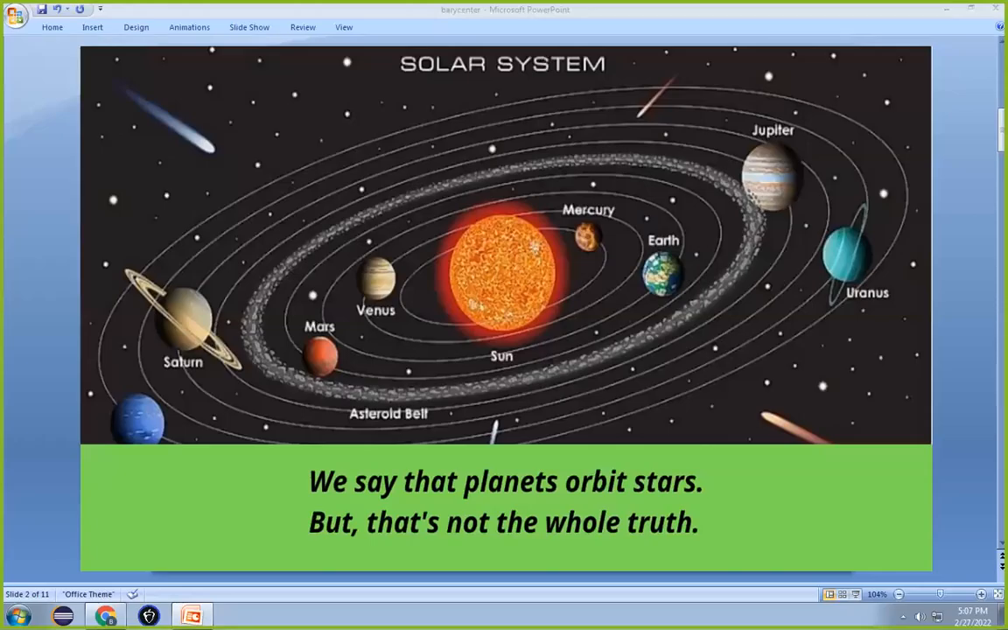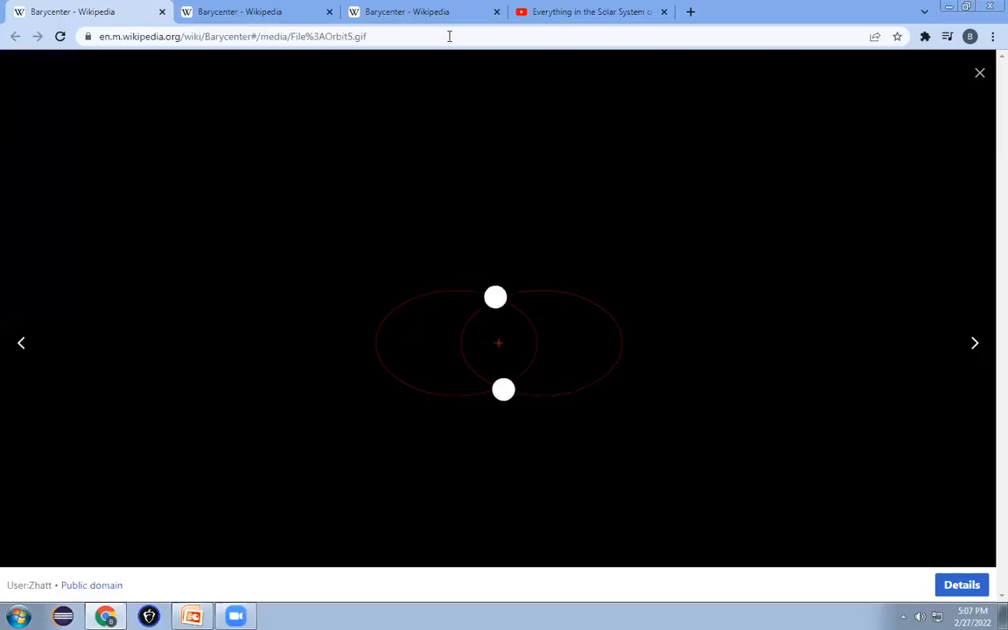Now, let me show you one thing, then you'll be able to understand. See, for example, are you able to see this one? If you observe carefully, see this plus sign in the middle, it is the center of mass of these two planets or stars or anything. So these planets orbit around the common center of mass.